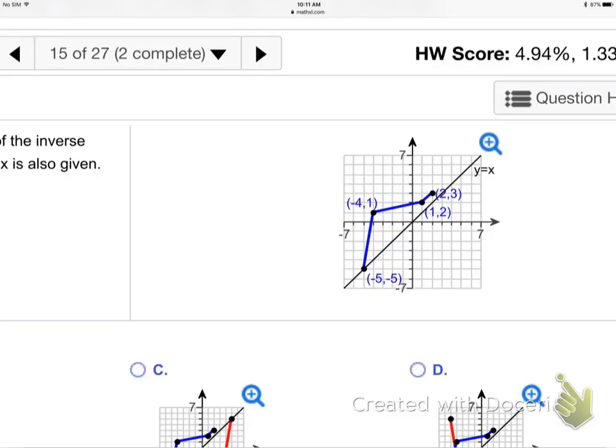I'm trying to get quickly through this section because 5.3 is hard and 5.4 is hard. And those are our last two sections on the test. So I want to have some time. I'm going to get there with a little bit of time to slow down. All right, so here's a function. They want us to graph the inverse.